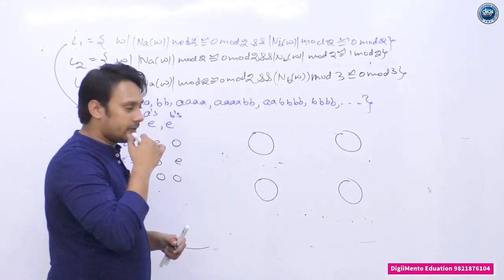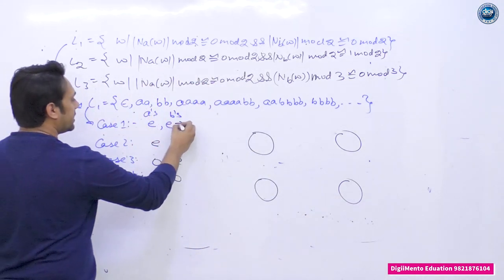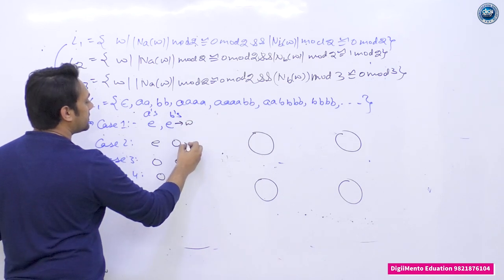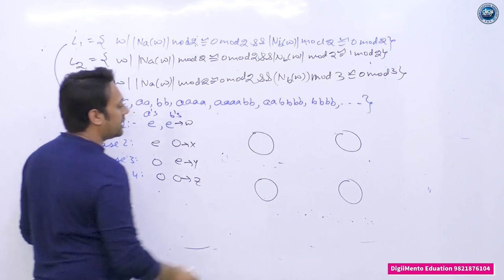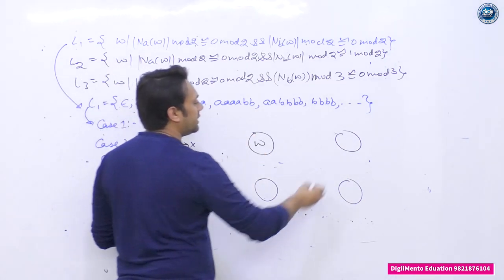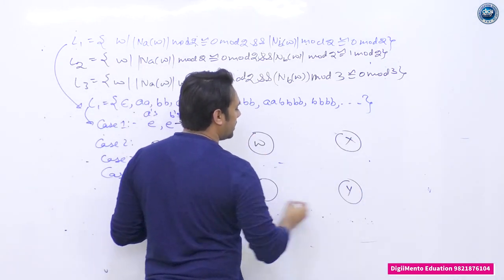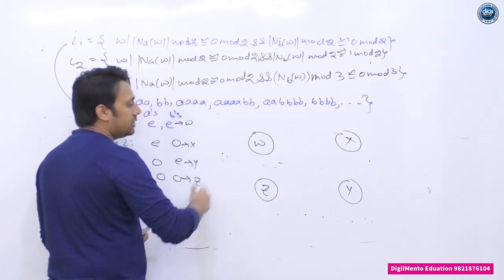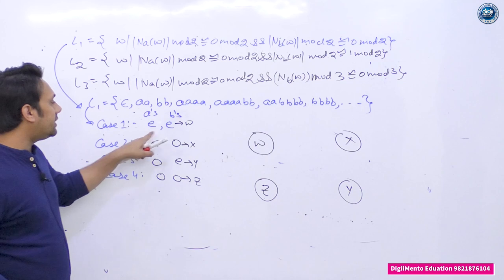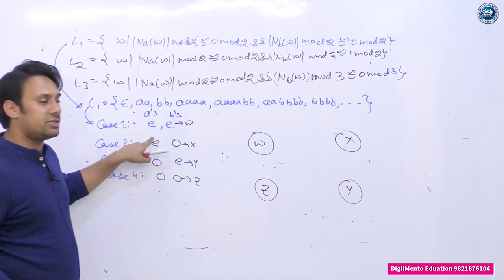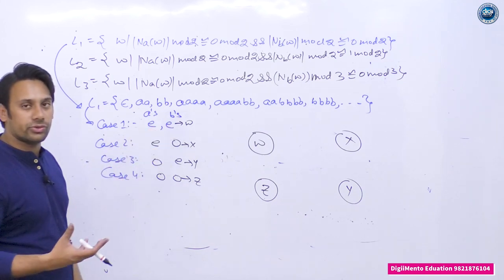First state is representing this case. Let us say this is state W, this is state X, this is state Y and this is state Z. You can randomly name any one of them. Now, because even means A can also be 0 and B can also be 0, both can be 0.